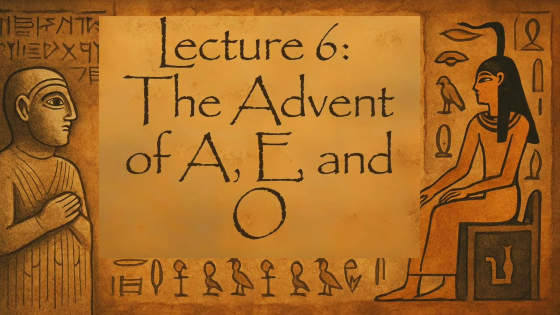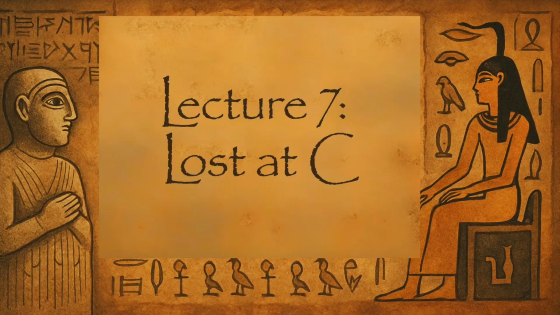Lecture 6, the advent of A, E, and O. Now we get personal with the letters. McWhorter explores how Greek scribes added vowels to the Phoenician system and why that mattered so much for language representation and accessibility. Lecture 7, Lost at Sea.